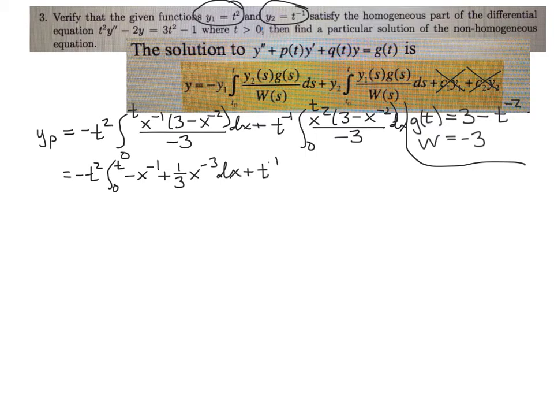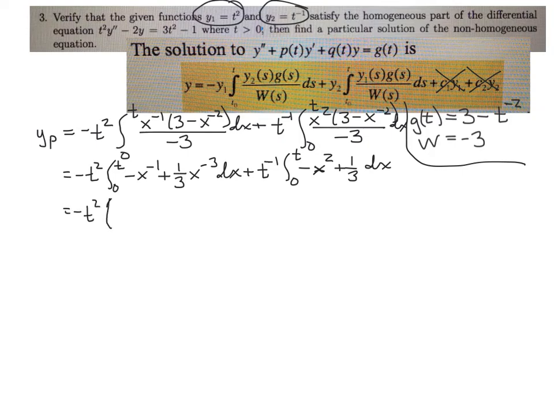And then in this second one, if I multiply through, 3 is going to cancel with 3. That's going to give me a negative x squared, and negative is a plus 1/3. And I think that's all I'm going to get there, because x squared times x to the negative 2 is going to be x to the 0, which is 1. Okay, time to integrate.